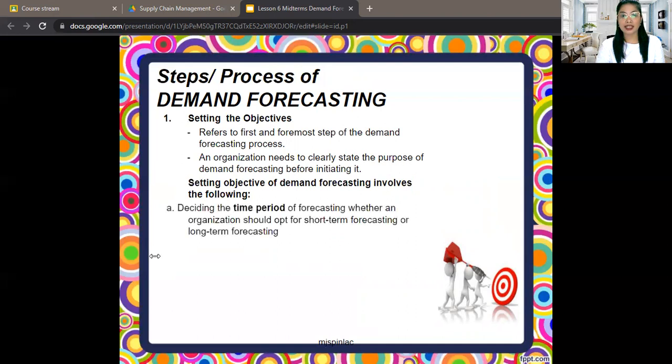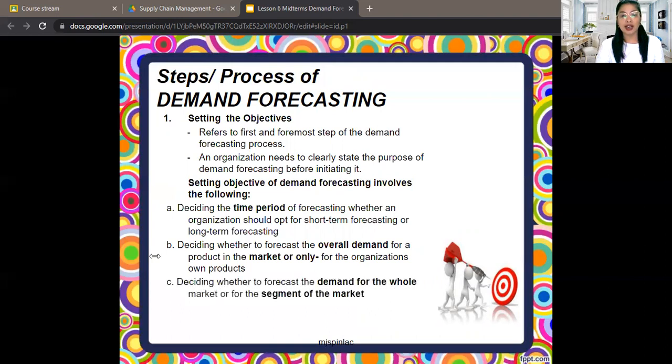Letter A, deciding the time period of forecasting, whether an organization should opt for short-term forecasting or long-term forecasting. Letter B, deciding whether to forecast the overall demand for a product in the market or only for the organization's own products. Letter C, deciding whether to forecast the demand for the whole market or for a segment of the market. And letter D, deciding whether to forecast the market share of the organization.